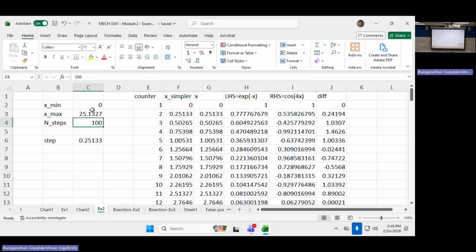Okay. And I divided that interval into 100 steps, which means each step must be 0.25 approximately. Does this make sense? I'm graphing a range, so I have to pick a resolution for my stepping. So I did 0 to 8 pi in steps of 0.25. With me? Yeah? Good.